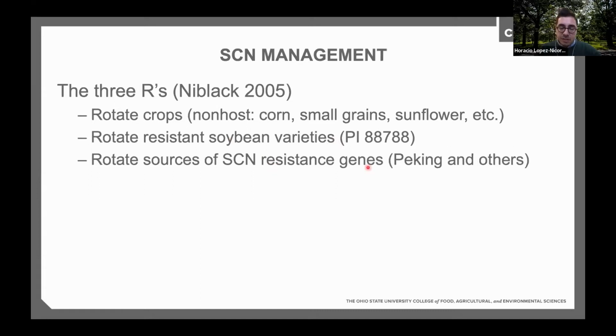And as I mentioned just now, more than 90% of our soybean cyst nematode resistant varieties that we have out there commercially available have this source of resistance, PI 88788. We're going to talk a little bit about that. However, there are others that we can find in some varieties. So also rotate and try to choose cultivars with other sources of resistance, such as Peking, for example.